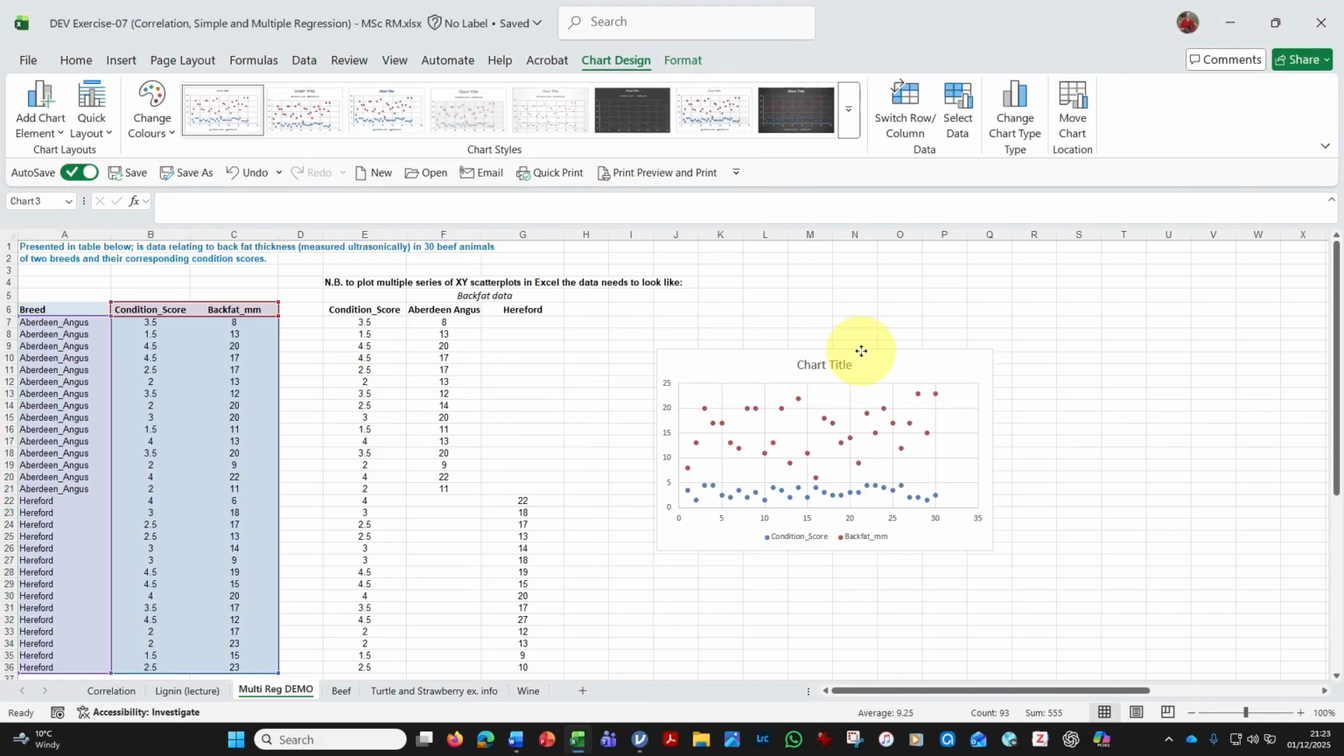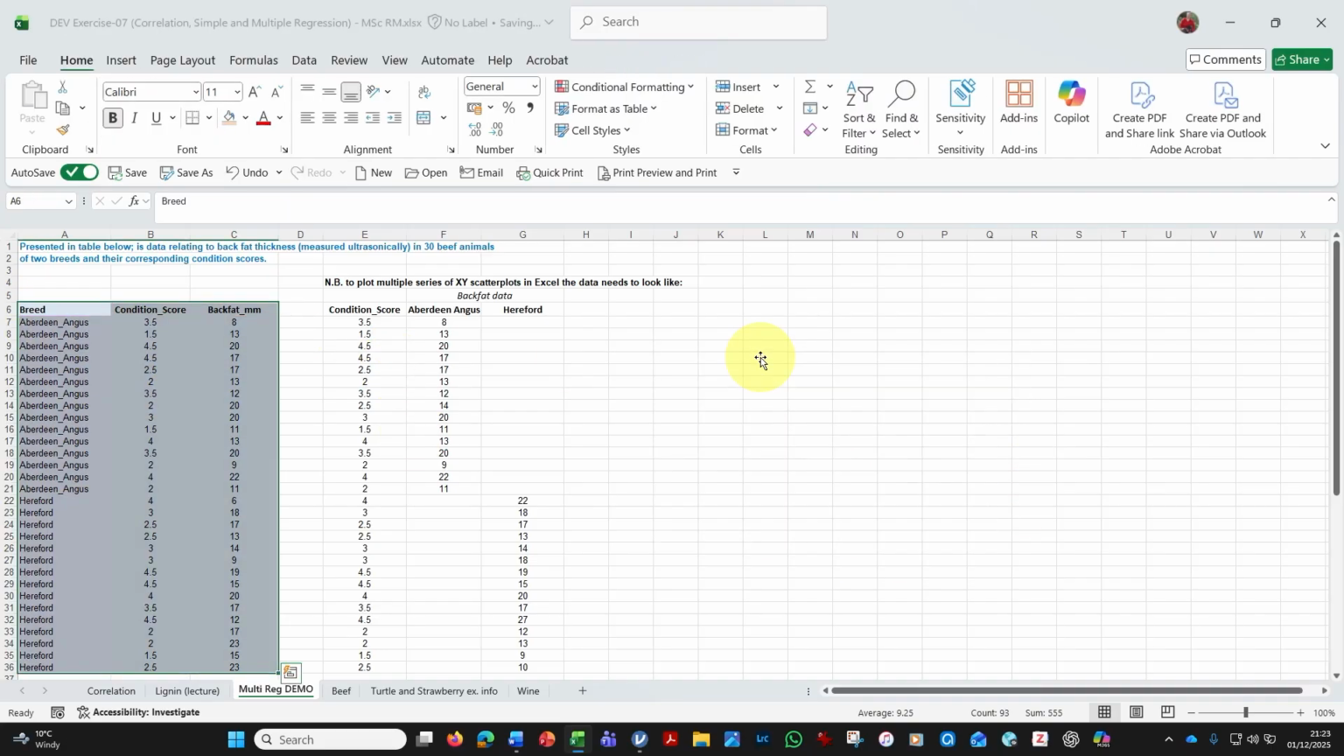And here, look, we've got red spots all over the place and blue spots all over the place. We've got condition score and back fat. But it's not what we want. It's all over the place actually. And whatever you do in trying to manipulate this, I can't find a way of presenting it properly from this 3-column format. So I'm going to delete that.